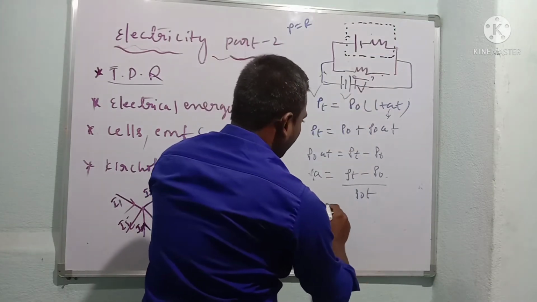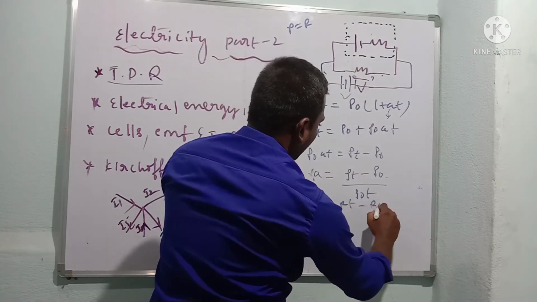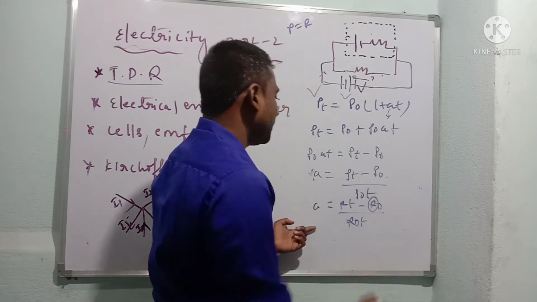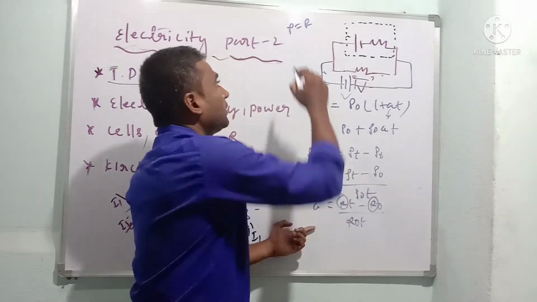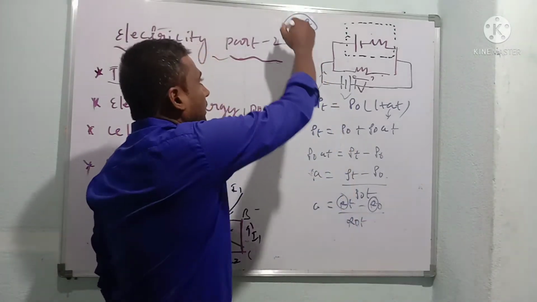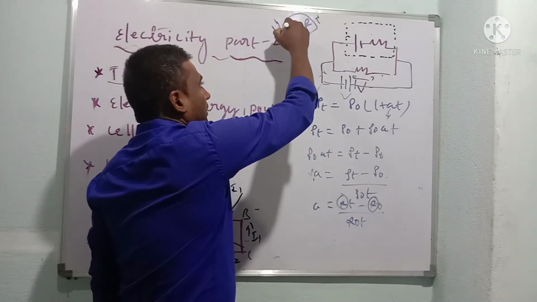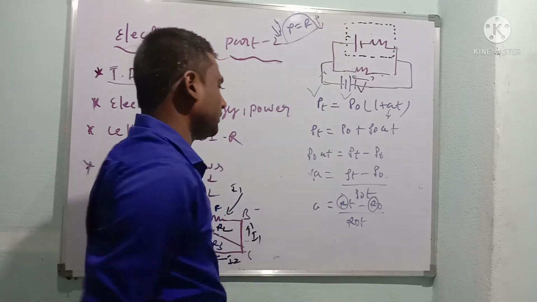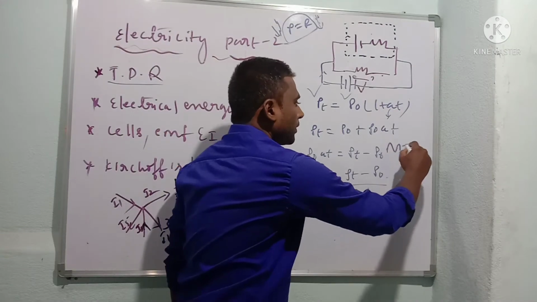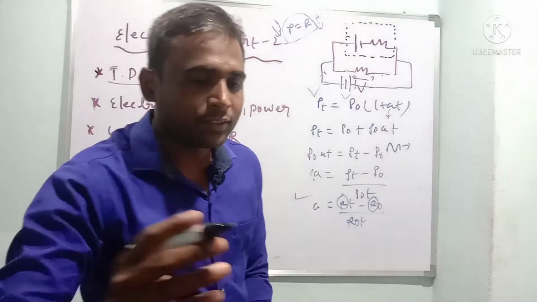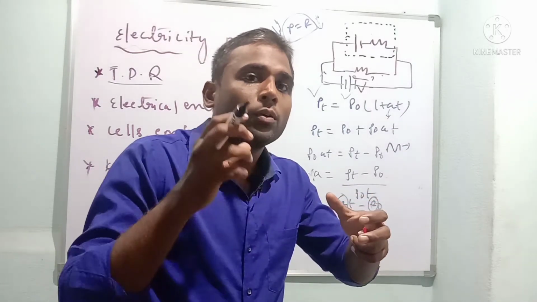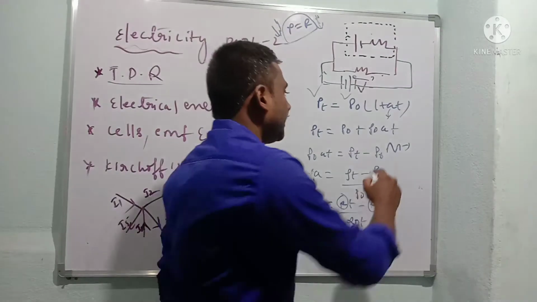So we can write α = (R_T − R₀)/(R₀T), where R₀ is the resistance at 0 degree Celsius and R_T is the resistance at temperature T, because resistivity is proportional to resistance. If resistivity increases, resistance increases. If resistivity decreases, resistance decreases. So in the case of metals, if temperature increases, resistance increases. Hence we find a positive coefficient of resistance in the case of metals.